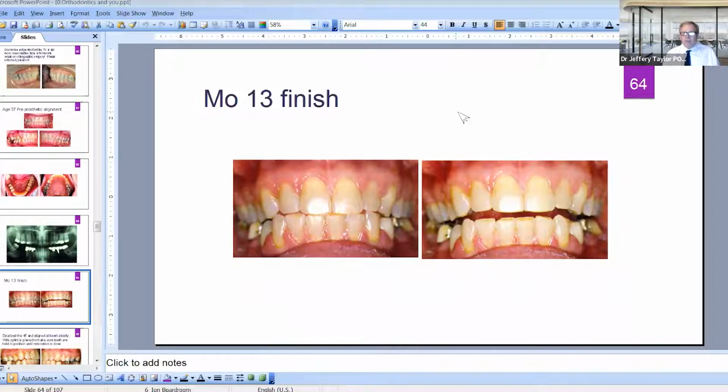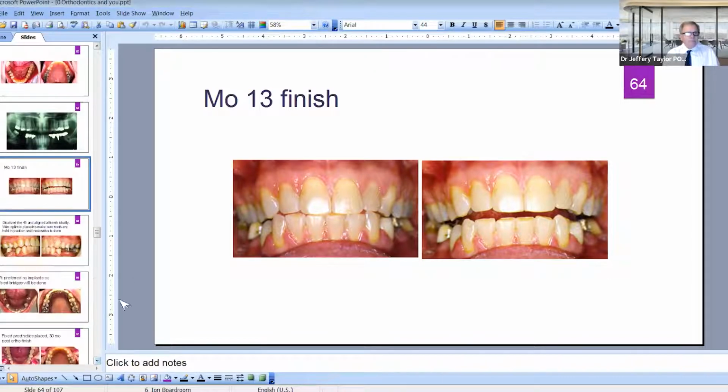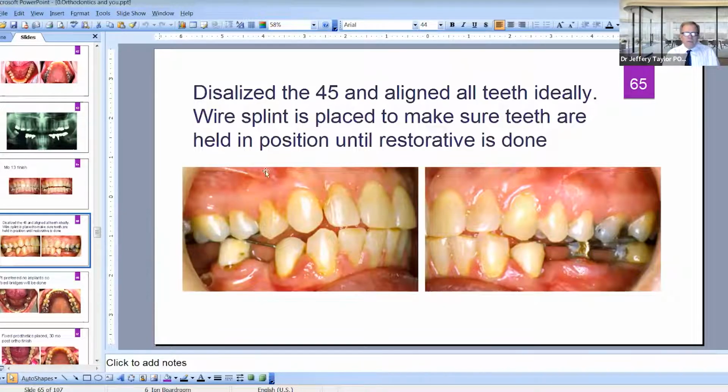Oh, thanks, Steve. And so in 13 months, we have a pretty nice setup. Let's go look at what this would be like for the restorative now. Here we push the 4-5. That's, remember, the second bicuspid on the right side back. And the wire splint was placed in there to make sure the teeth are held in position.